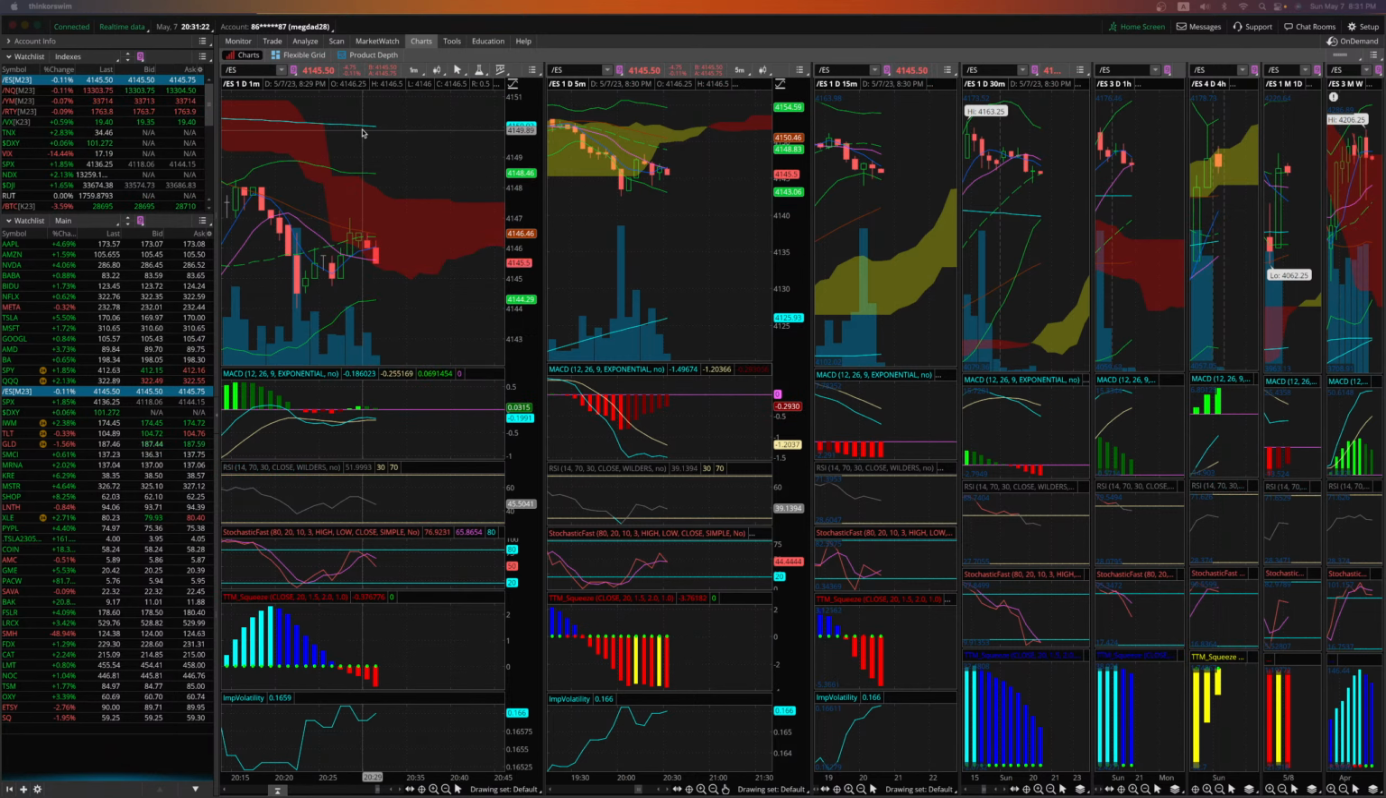And this is the Bollinger Band. Bollinger Band has an upper level, middle level and lower level. And this is ES right now. It's live. We're looking right now.